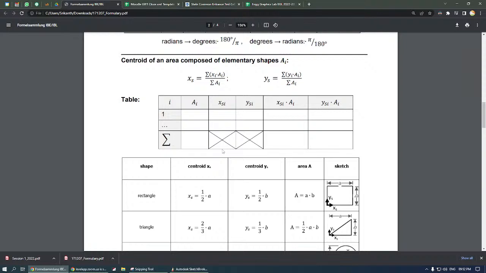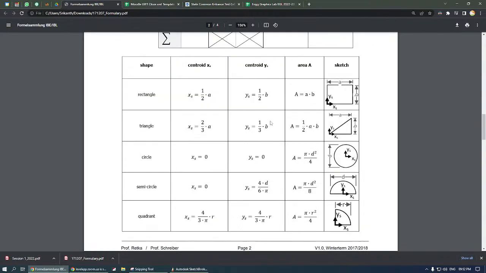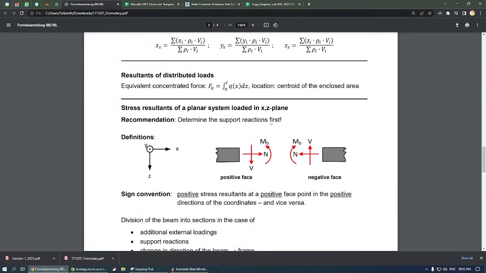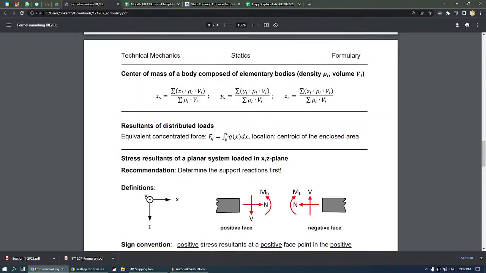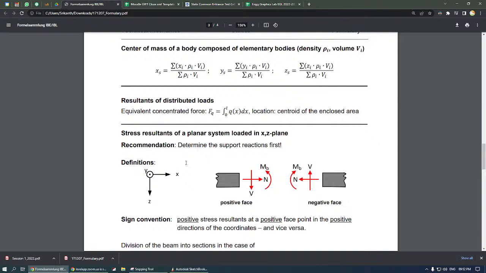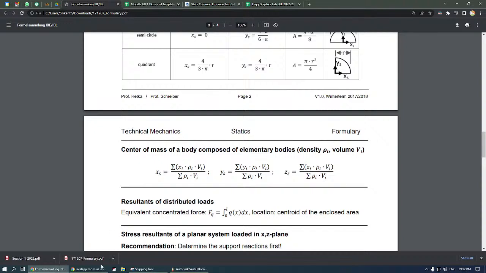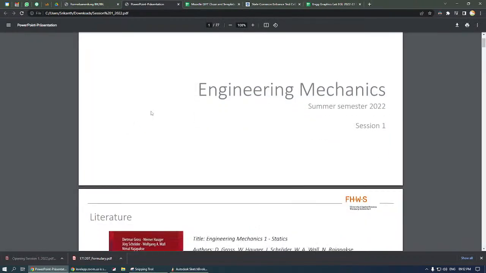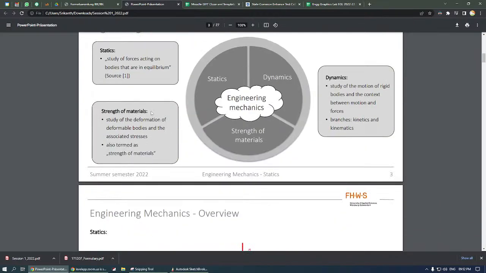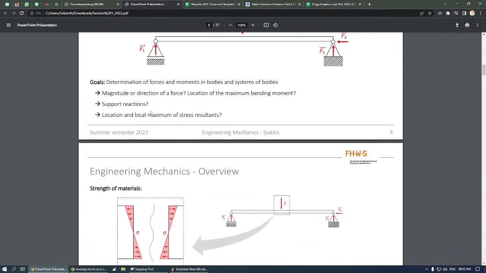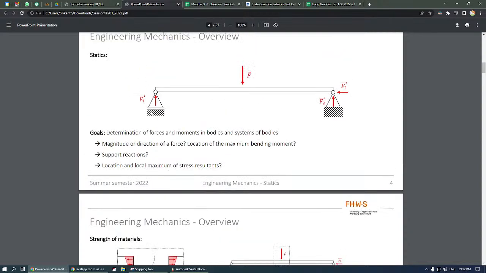Then centroid, we are doing it with the table method. I'll tell you about the table method when we are doing the problems. And we have here resultant of distributed loads. The remaining formula we'll take up in the next class. So let's start with session 1. Let us see what we have here. Session 1 is only basics, only theory is covered. So here, reactions.